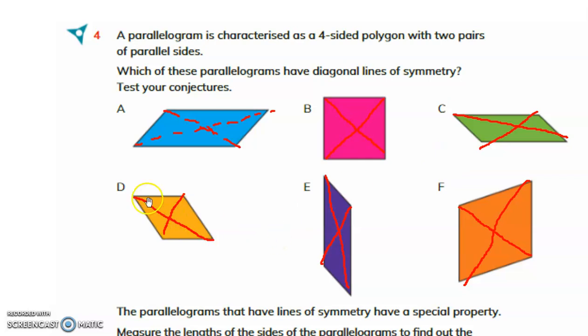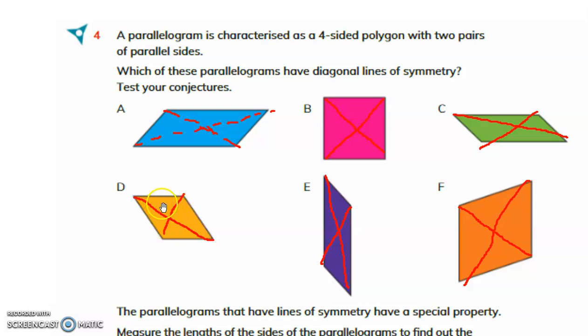Now look at this picture. If we fold it, will it sit exactly? Yes, this will sit exactly. So this has diagonal symmetry. How about this diagonal? You can see two diagonals, right? There is a diagonal like this, and a diagonal like this. If we fold across this diagonal, is there a line of symmetry? Yes, it is symmetrical.